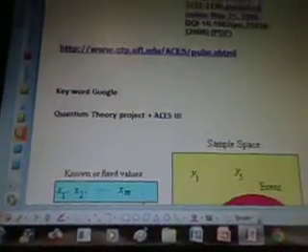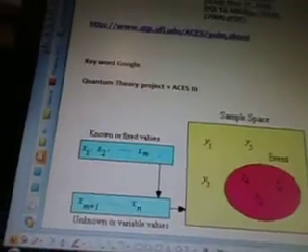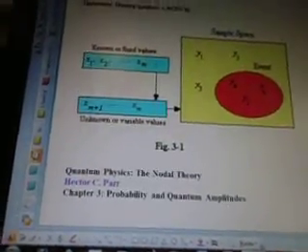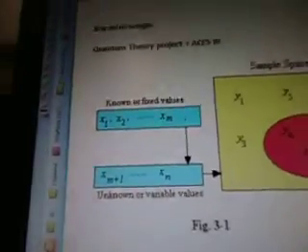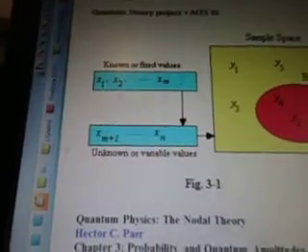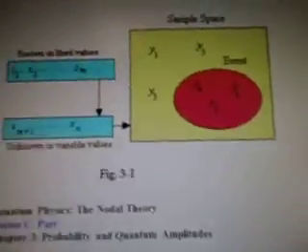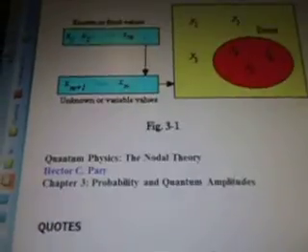www.qtp.ufl.edu. So the keyword Google is Quantum Theory Project plus ACES 3. So I put those two together and this is what comes up. So this is known are fixed values, unknown are variable values, and sample space. And it shows the event. So there's a quantum physics, the nodal theory, Hector C. Parr, chapter 3, probability and quantum amplitudes.